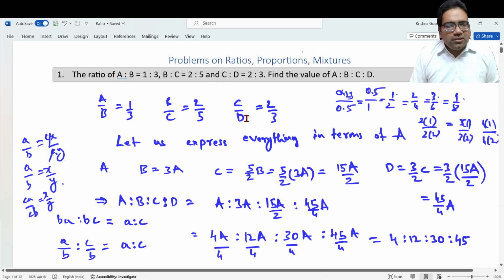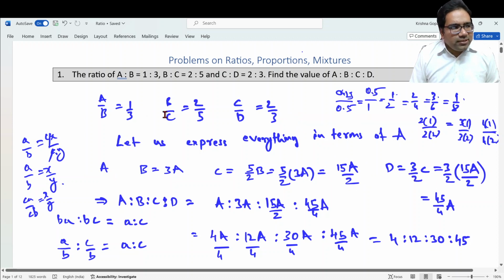Similarly, now D. C by D equal to 2 by 3. That means D by C equal to 3 by 2. That means D is equal to 3C by 2. Now C we know. C is what? 15A by 2. So D equal to 3 by 2 into 15A by 2.